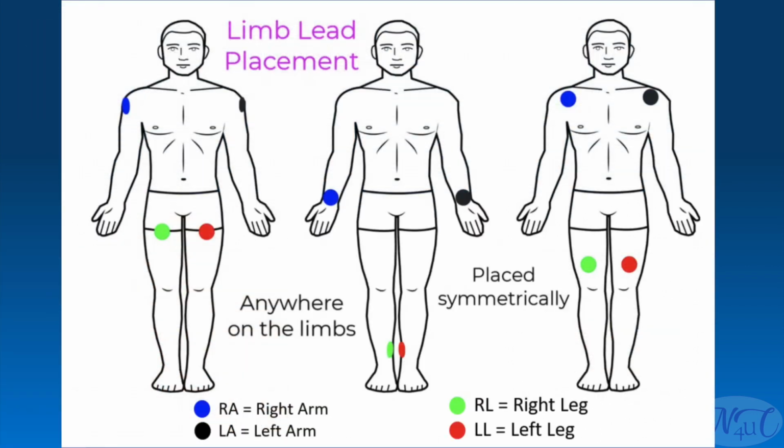Now let us see where to place the limb electrodes. RA, that is right arm, anywhere between the right shoulder and right elbow. RL, that is the right leg, anywhere below the right torso and above the right ankle. LA, that is left arm, anywhere between the left shoulder and the left elbow. LL, left leg, anywhere below the left torso and above the left ankle. When we place the electrodes, they should be symmetrical.